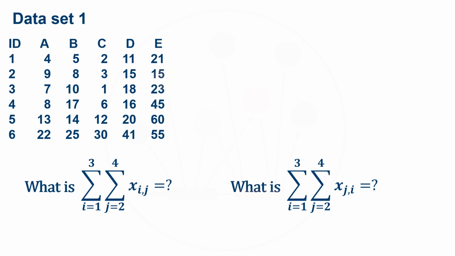So on the left, we're looking at i going from 1 to 3 and j going from 2 to 4, and that's x i,j. So the rows, represented by the letter i, are going from 1 to 3, and the columns are going from 2 to 4. In the second summation, i is going from 1 to 3, j is going from 2 to 4, same thing, but you can see the subscripts are reversed. Now j represents the rows, and i represents the columns.